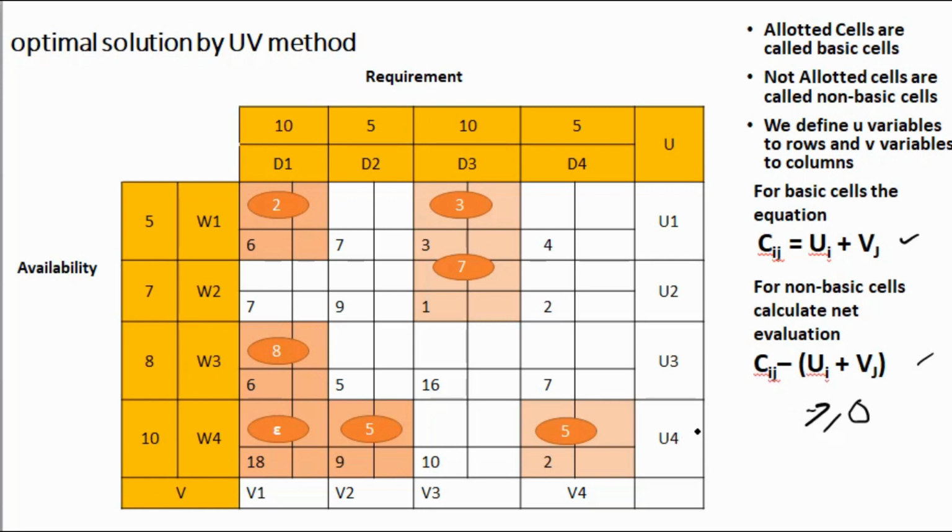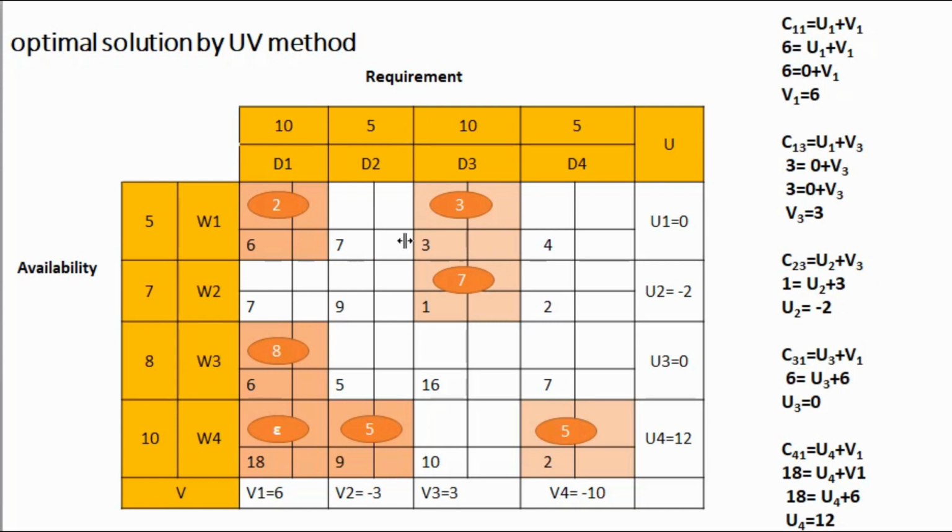Now let's find out what will be the u values and the v values corresponding to the equation. We are going to have Cij is equal to ui plus vj. Now if you look at the first cell, that is the first row in the first column, so we have C11.